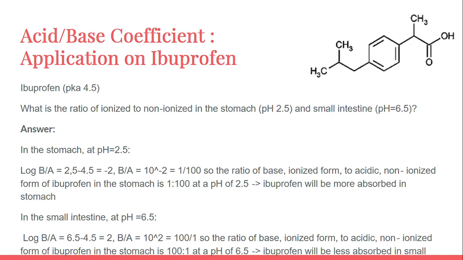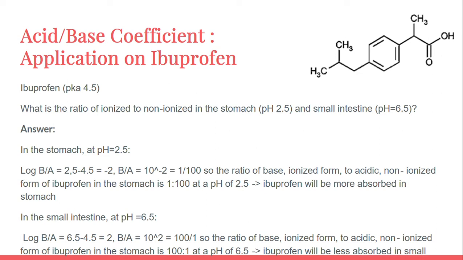For the acid-base coefficient, we're going to have an application with ibuprofen. Let's look at ibuprofen and its pKa of 4.5. What is the ratio of ionized to non-ionized ibuprofen in the stomach at a pH of 2.5 and in the small intestine at a pH of 6.5?